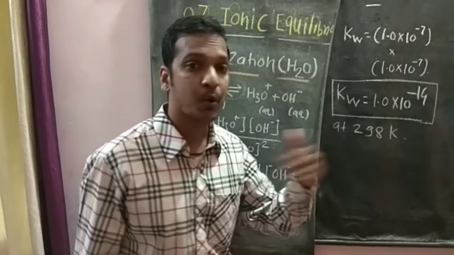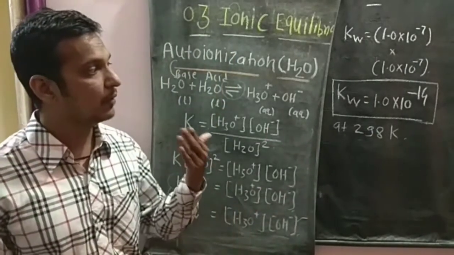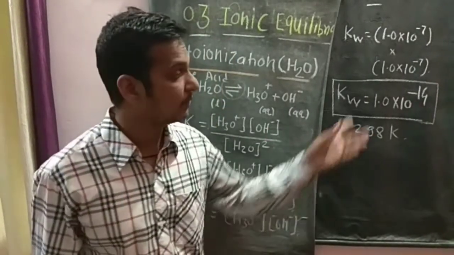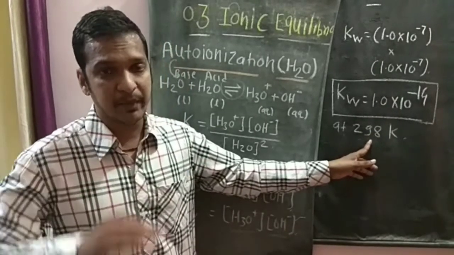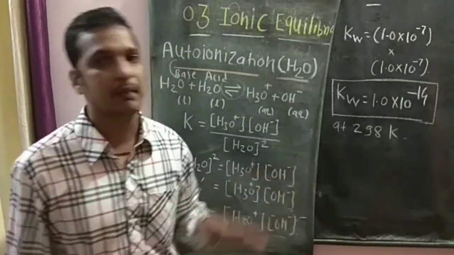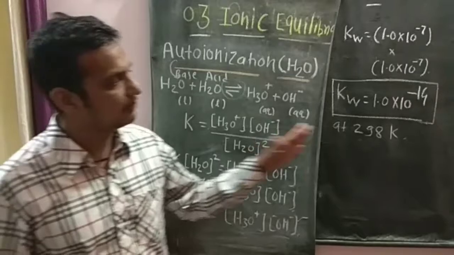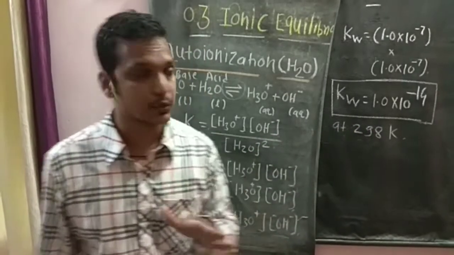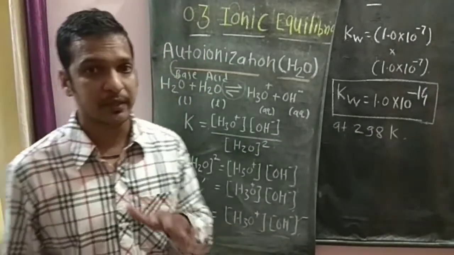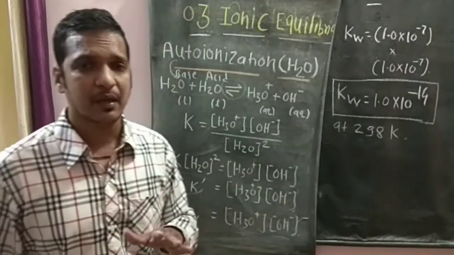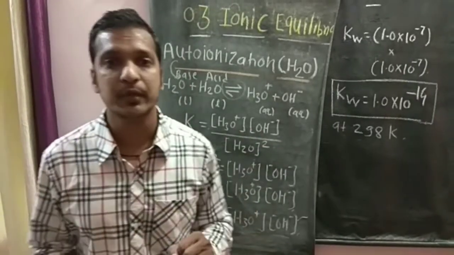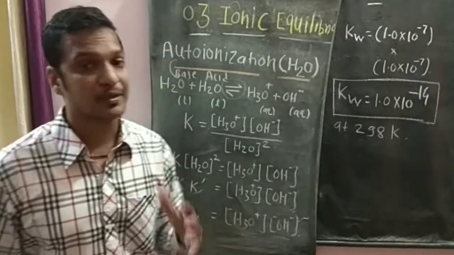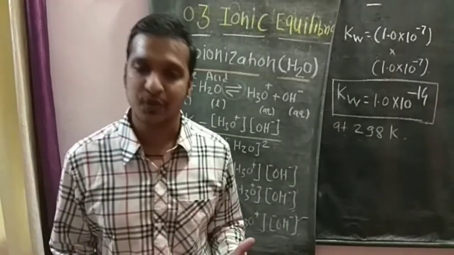If we have more temperature, then we have more value of Kw. This value is only for 298 Kelvin. When temperature changes, the value of Kw changes. So the value of Kw at 298 Kelvin has to be 1.0 into 10 raised to minus 14, or we can say that the value of the ionic product of water is equal to 1.0 into 10 raised to minus 14. So that was regarding the auto ionization of water.